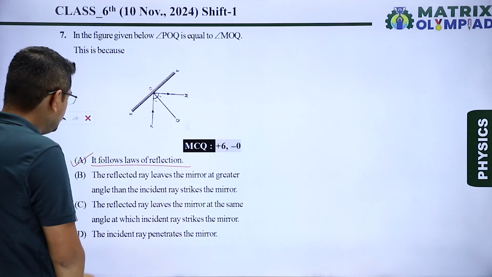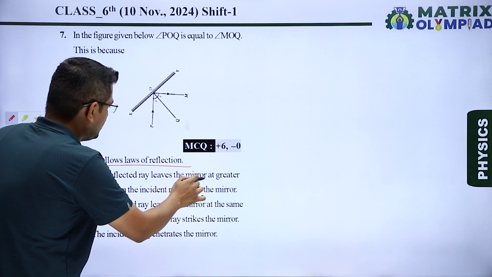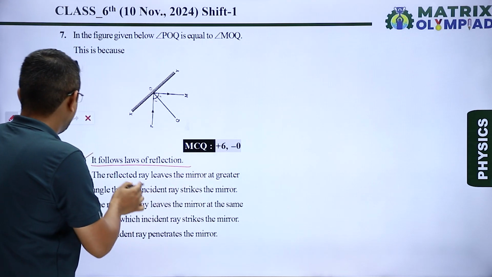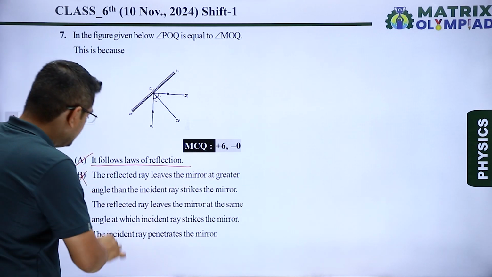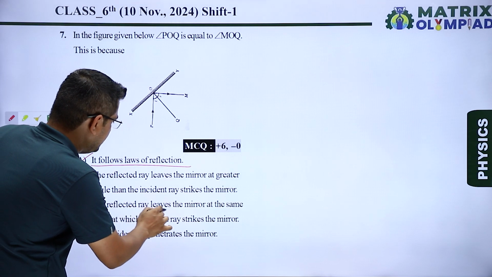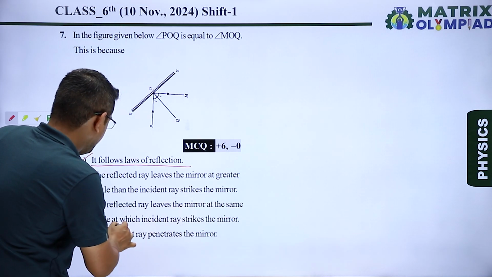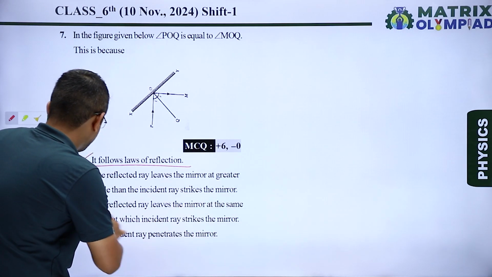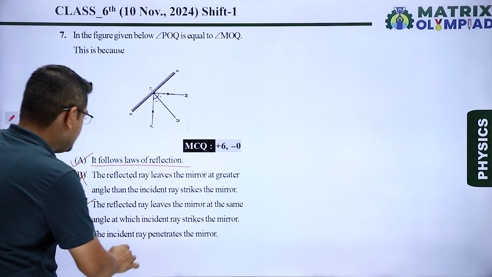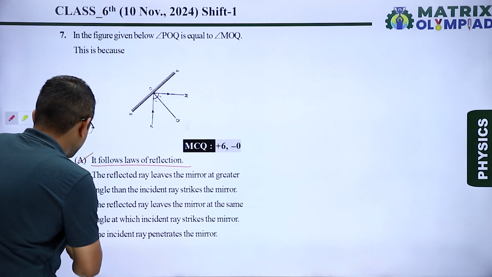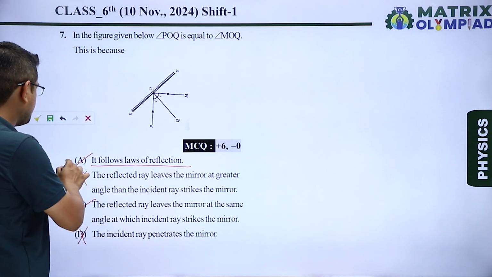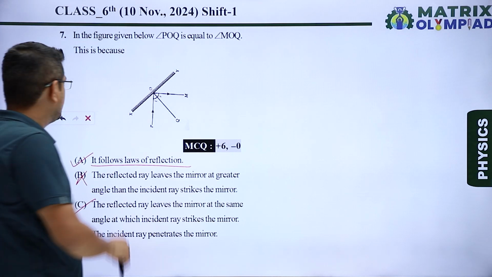This is the correct answer. The reflected ray leaves the mirror at a greater angle than the incident. No, this is incorrect. The reflected ray leaves the mirror at the same angle at which the incident ray strikes the mirror. This is also correct. The incident ray penetrates the mirror. No, this is incorrect. So our correct answer is option A and option C.